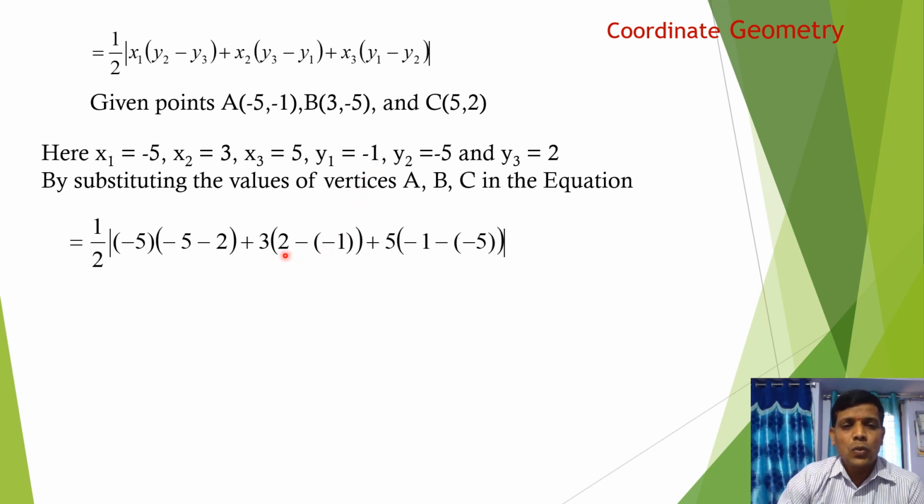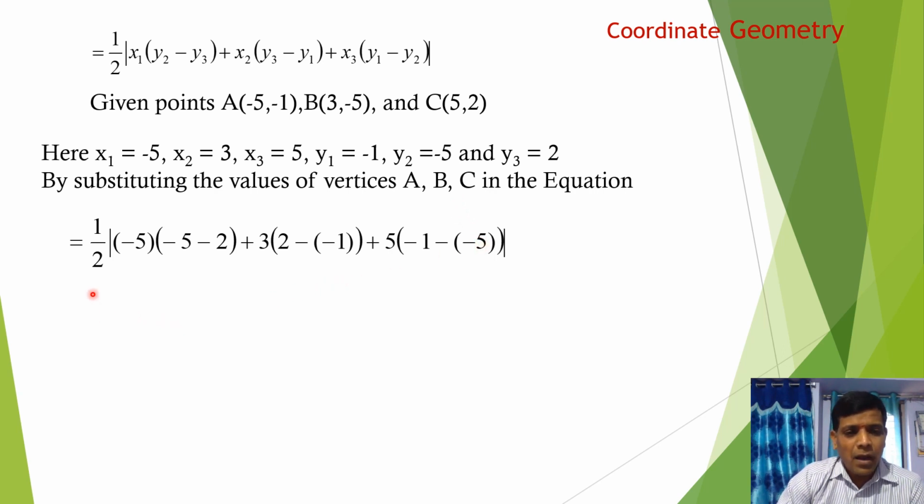y3 minus y1 means 2 minus of minus 1, plus x3 value. x3 is equal to 5, right? x3 means 5, into y1 minus y2. y1 means minus 1 and y2 means minus 5, so minus 1 minus of minus 5.